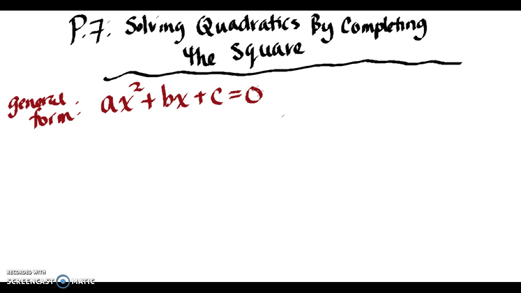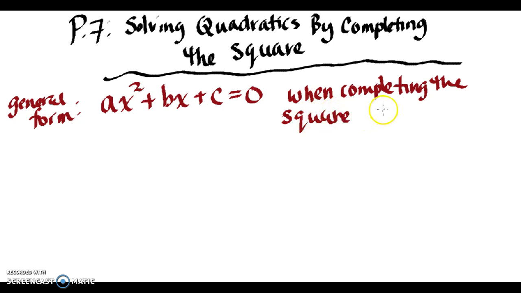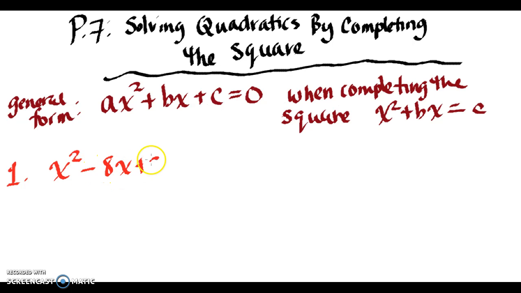However, when we complete the square, we want our form to begin like this: ax squared plus bx with some number over here. Okay, so we are going to write our steps as we try to complete the square of this quadratic: x squared minus 8x plus 2 equals 0, right?